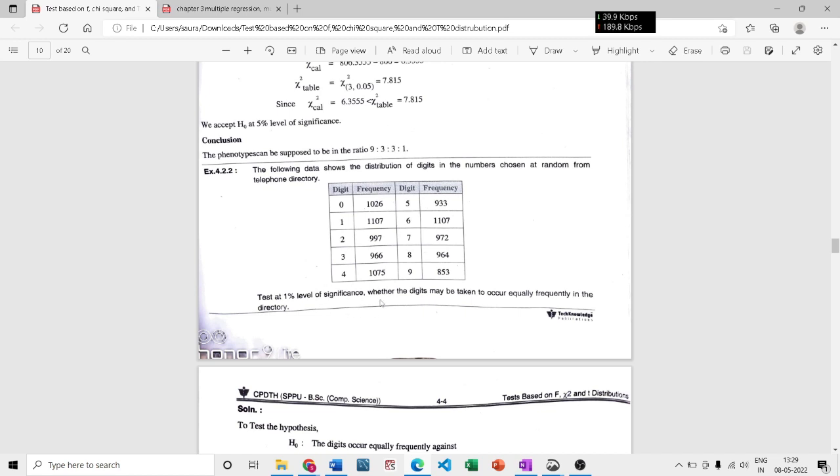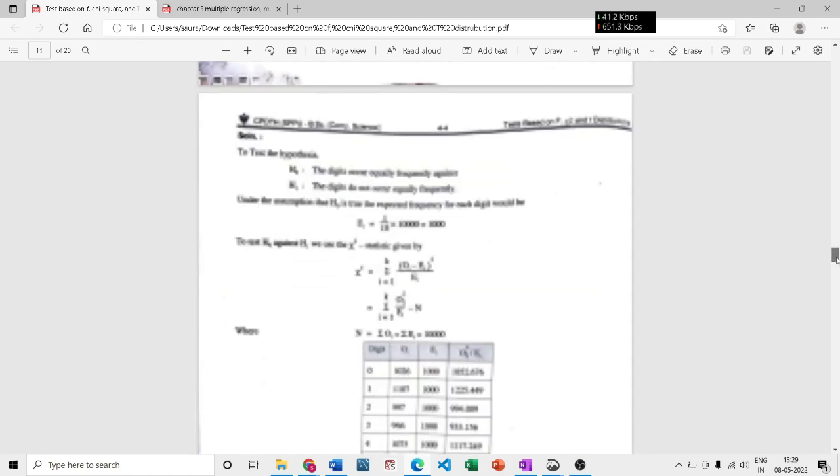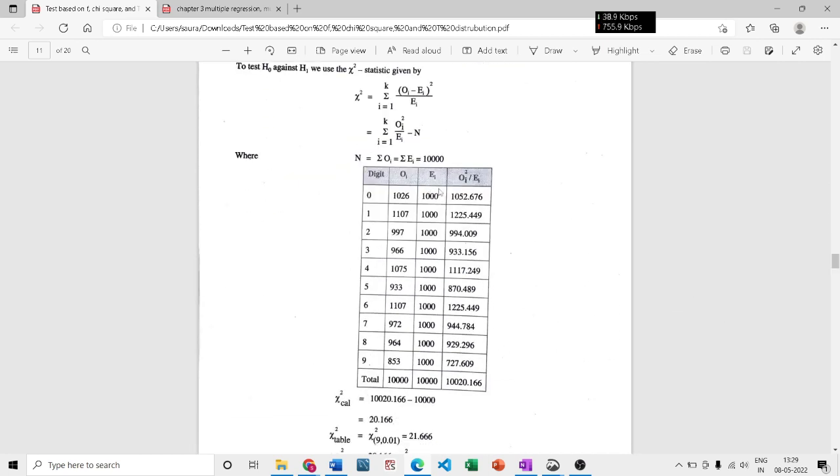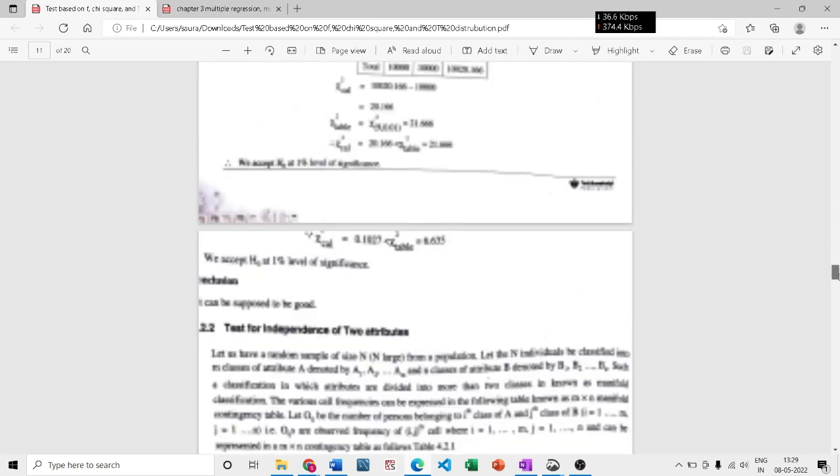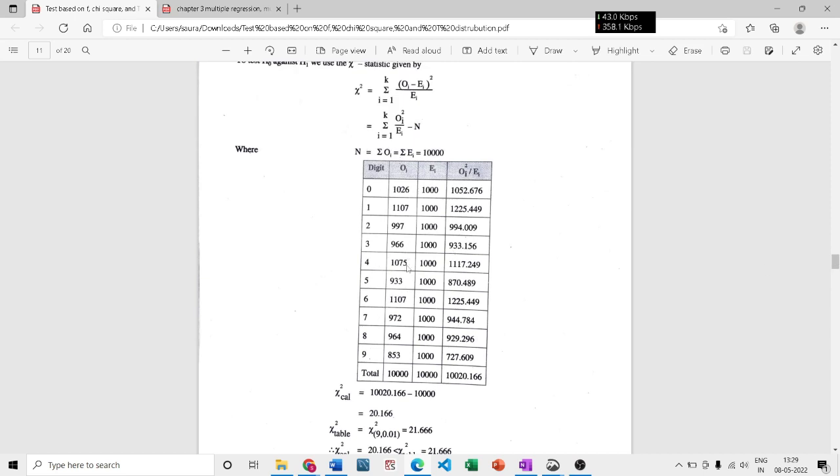So what is your conclusion? What we have to find is whether the digits occur equally frequently or not. So here we define the null hypothesis: the digits occur equally frequently, and the alternative is that the digits do not occur equally frequently. Firstly, what is our first step? We find the observed and expected frequencies. Observed frequencies are already given, these are just the digits and the frequencies which we are given.